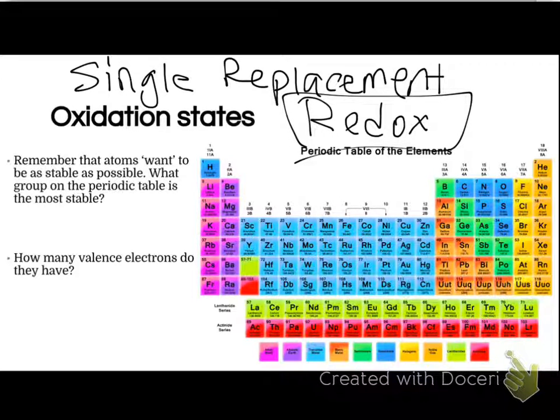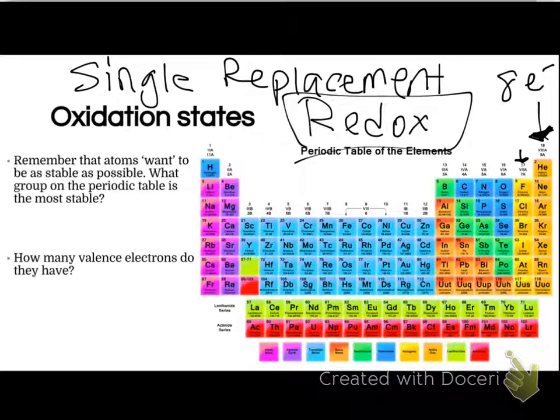In order to understand these kinds of reactions a little bit more, we want to remember some facts that we know. Atoms always want to be stable, and so the question here is, what is the most stable group on the periodic table? And the answer to that is the noble gases. We know they don't like to react with anything because they're so stable. They have 8 valence electrons, so everybody wants to get to 8.